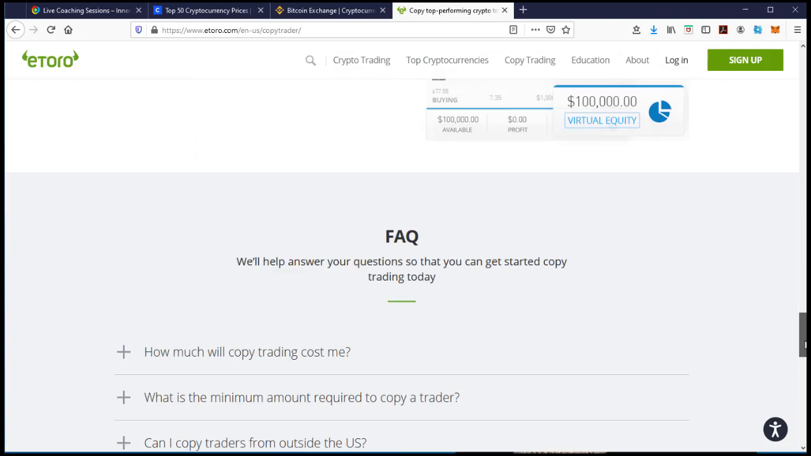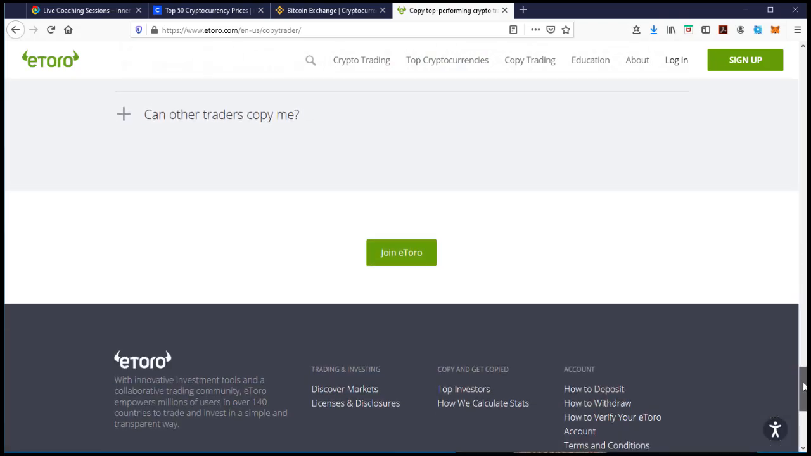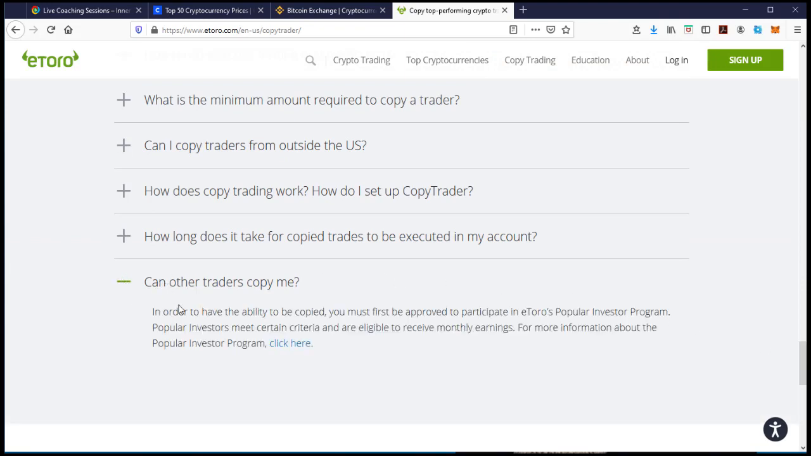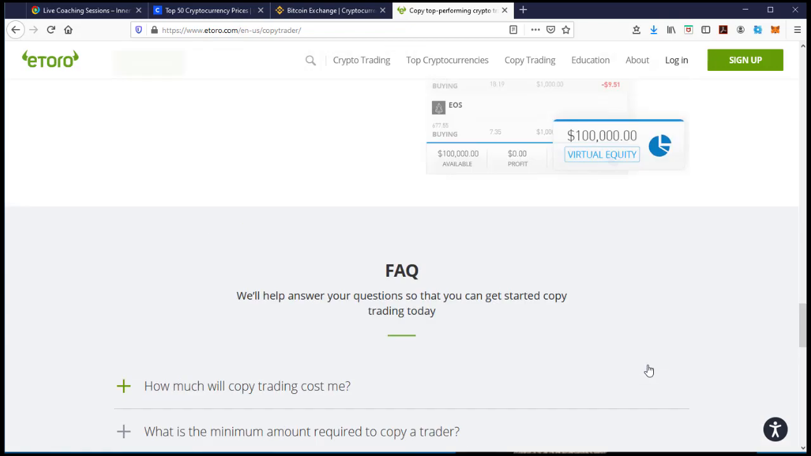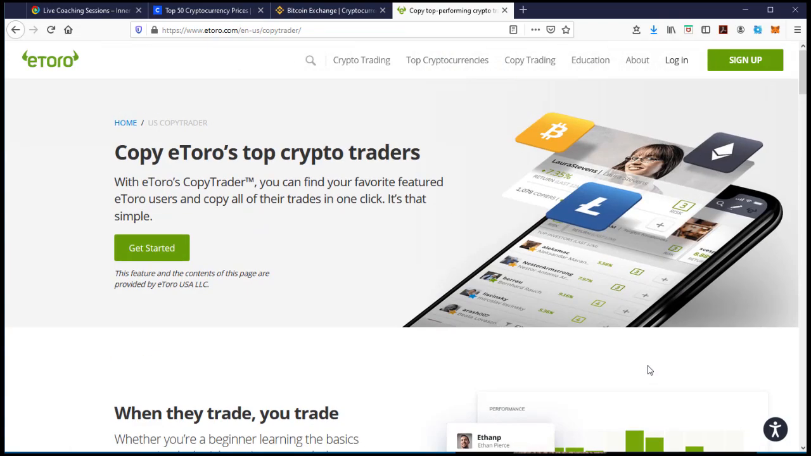And by the way, if you are a trader, if you are a successful trader, you can come on here and offer that service as well and get paid for it. See, it says, can other traders copy me? You can be approved to participate in eToro's popular investor program. So if that's you, this could be an interesting opportunity for you as well.